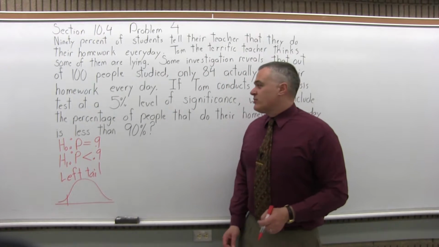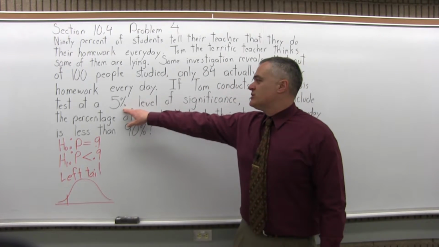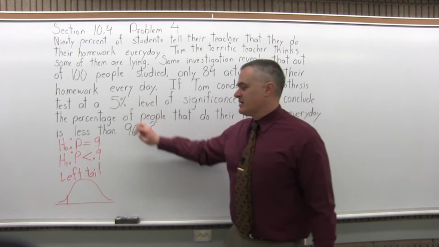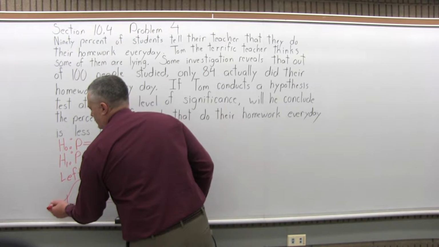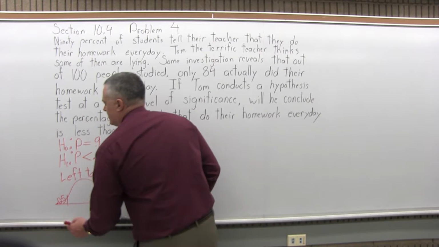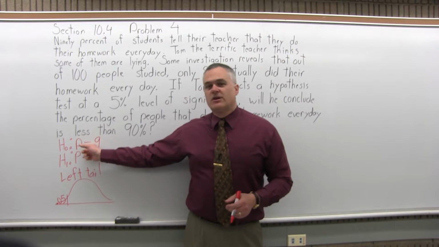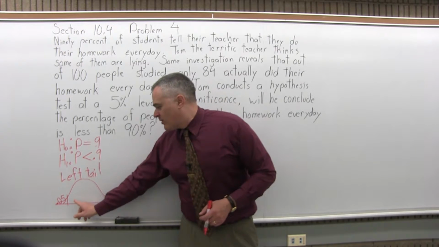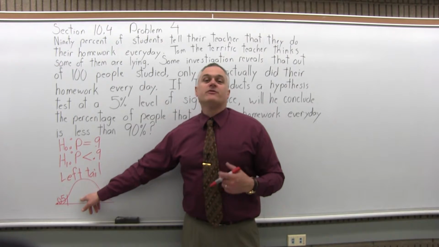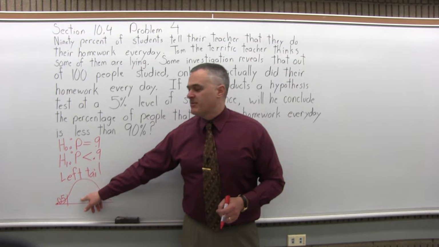Now, how big is that critical region? The question says use a 5% level of significance. So it's the leftmost 0.05. If we get into that leftmost 0.05 critical region, we're going to reject the null. And if we don't quite go out into that critical region, we will fail to reject the null. So we'll see what happens.